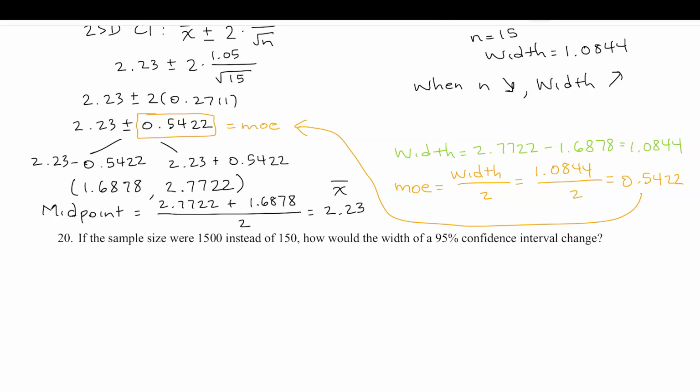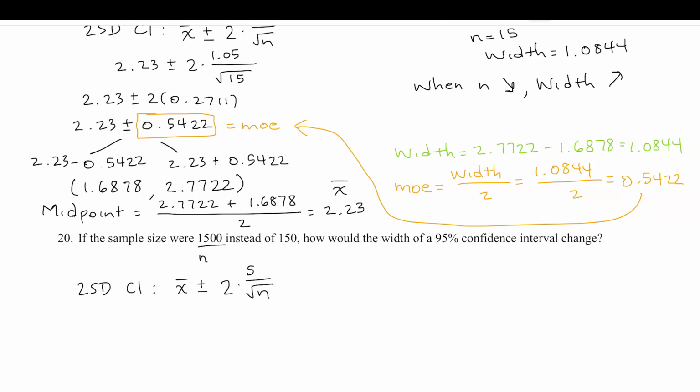And last but not least, let's see what happens when we increase the sample size. So now our sample size n is going to be 1500 instead of 150. The sample mean and sample standard deviation are as they were originally. We're going to compute our 2SD confidence interval with the same formula.